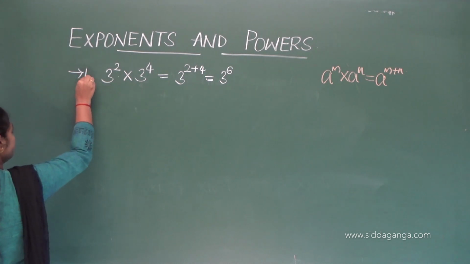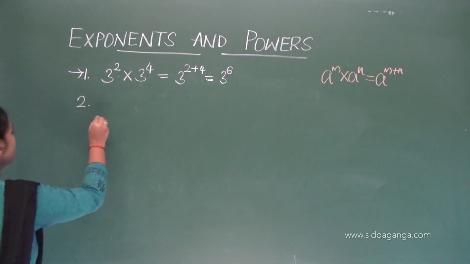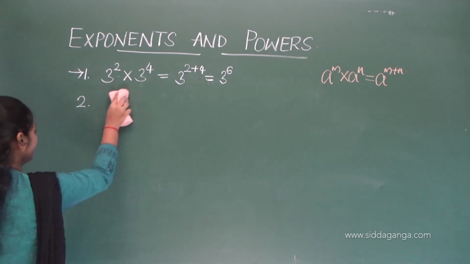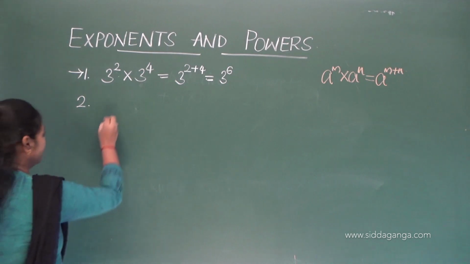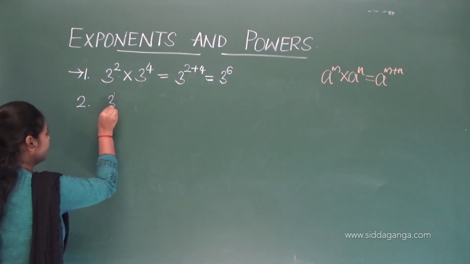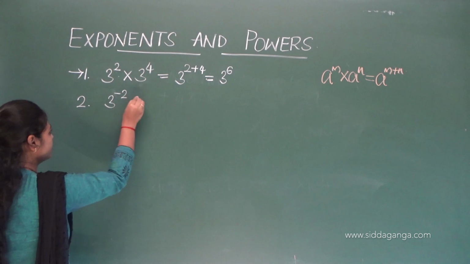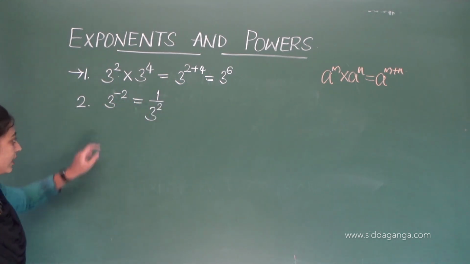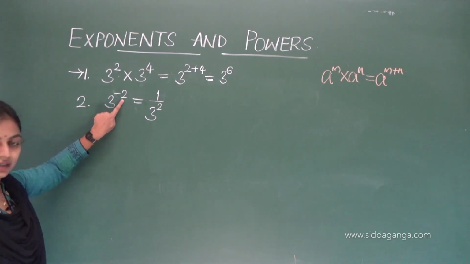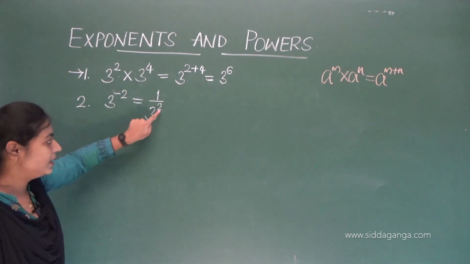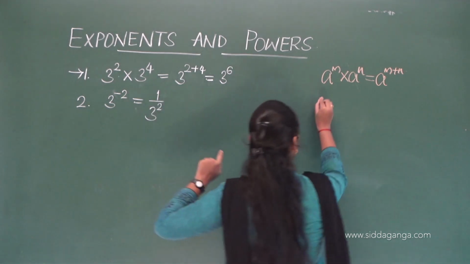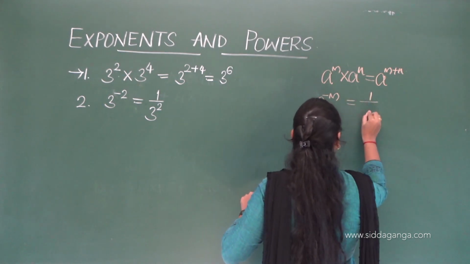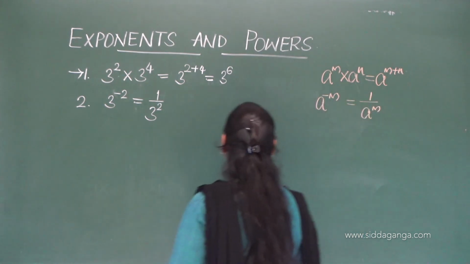Similarly, a to the power of minus m is equal to 1 divided by a to the power of m. We just saw powers with negative exponents. 3 to the power of minus 2 is equal to 1 divided by 3 square. In general, a to the power of minus m is equal to 1 divided by a to the power of m.